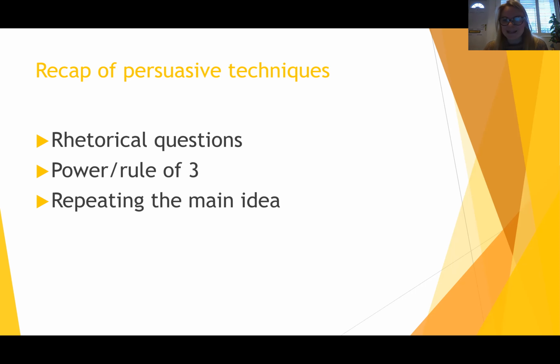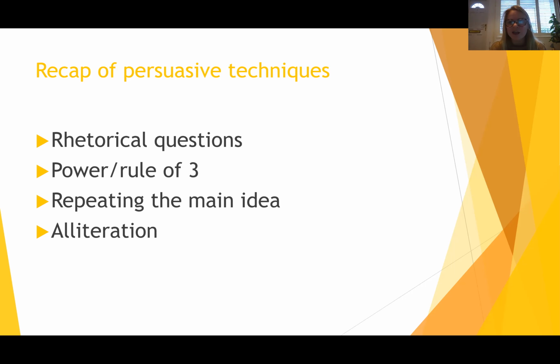Next one is repeating the main idea. One way that we can help to persuade people is to keep mentioning the same thing. It needs to be the main thing that we want them to be convinced of. So if we want them to move to Australia, then we might want to repeat that a couple of times in our letter. And lastly, alliteration. So writing a phrase or maybe a whole sentence where each word starts with the same letter or sound. Those are your persuasive techniques.